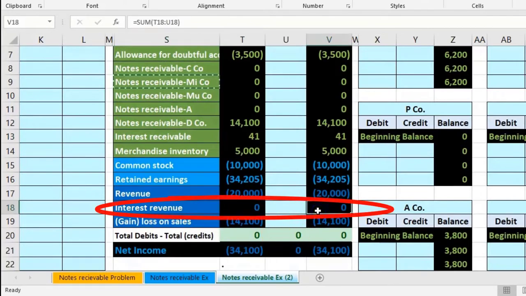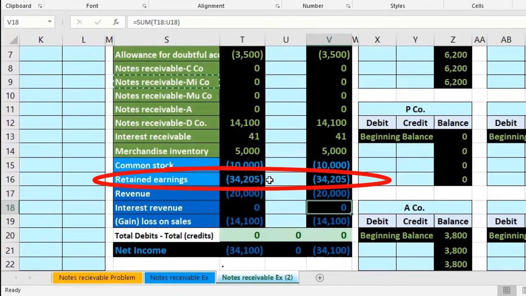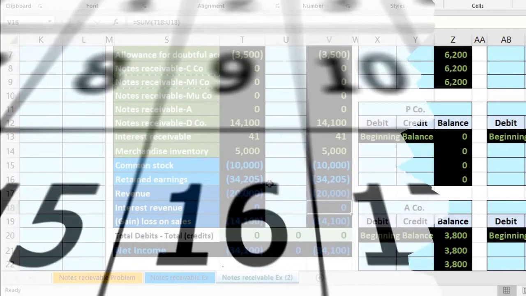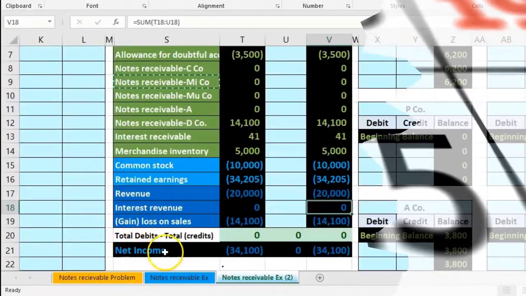Why isn't there anything in interest revenue? Because the interest revenue has been closed out to retained earnings as of the end of last year. And so this year, it's not there because it closed out and we're starting with a zero balance.